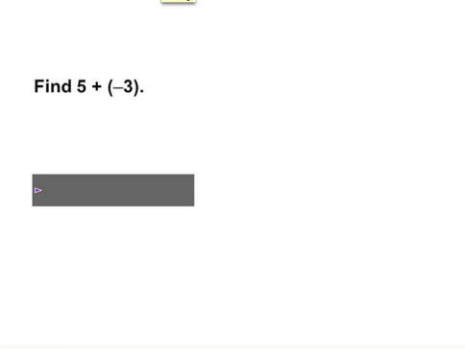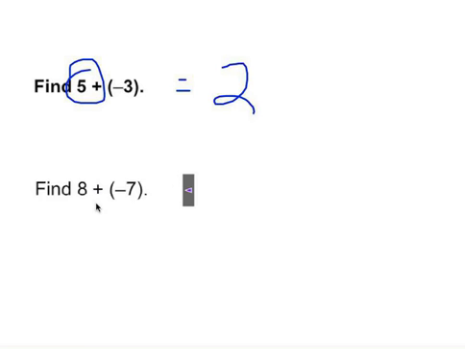On the contrary, if the signs are different, I see 5 plus negative 3, so I'm thinking to myself 5 minus 3 is 2, and since 5 is the greater number here, it has the greater absolute value, my answer is going to be positive. Same with 8 plus negative 7, I'm thinking to myself 8 minus 7 is equal to 1, and since 8 is greater, I'm going to take its sign.